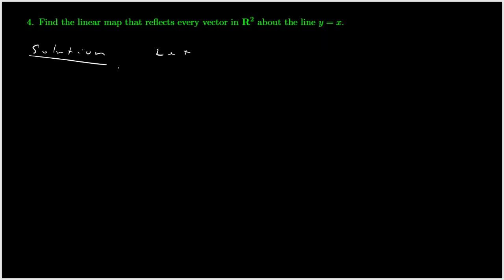So this time I'm going to let T be the required linear map. Can I use the term linear transformation? Again, when the domain is the same as the codomain, we call it a transformation, a linear transformation.